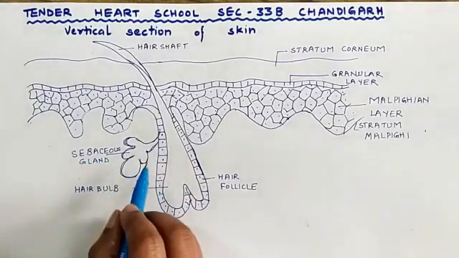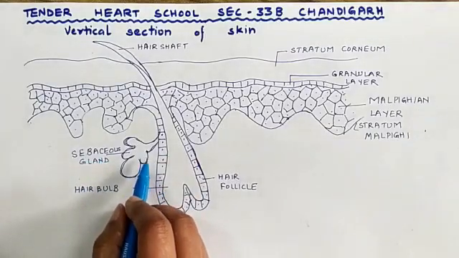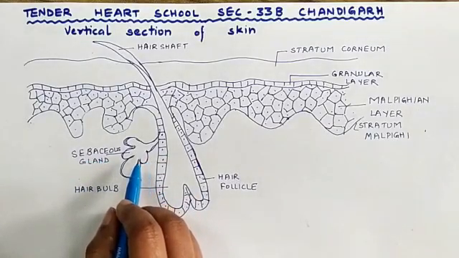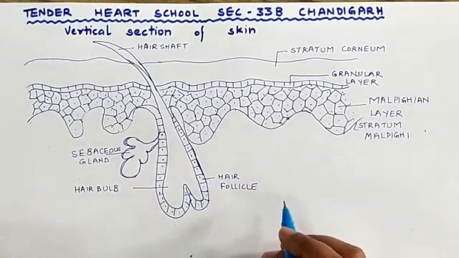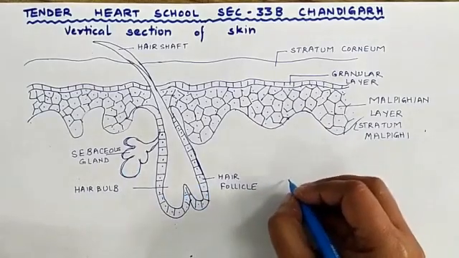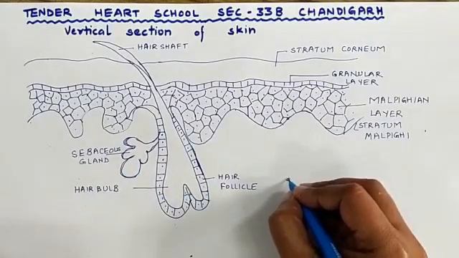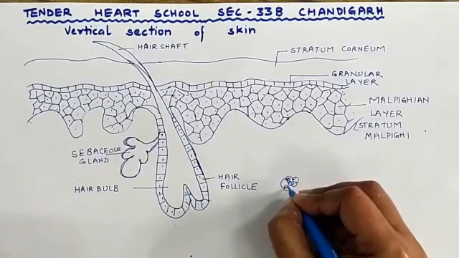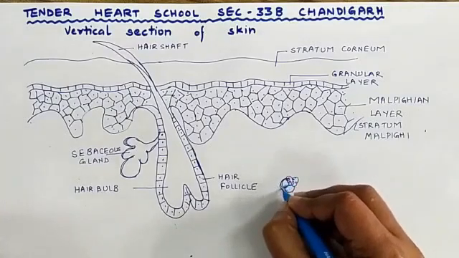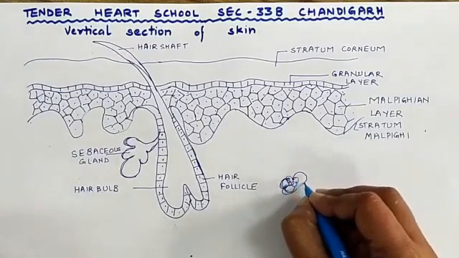Sebaceous glands are providing sebum, the oily secretion. Then let us draw the sweat gland. Sweat gland is a coiled gland. It has a coiled structure, so you can just make it like this. It is highly coiled.